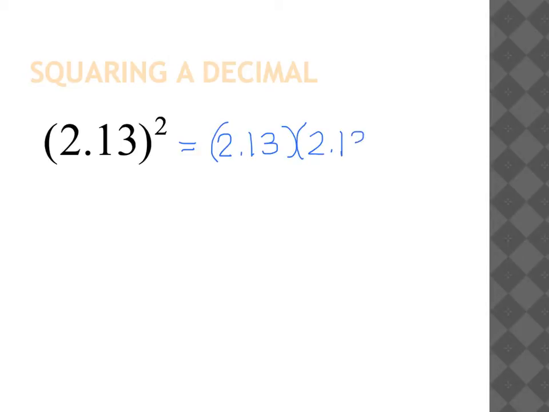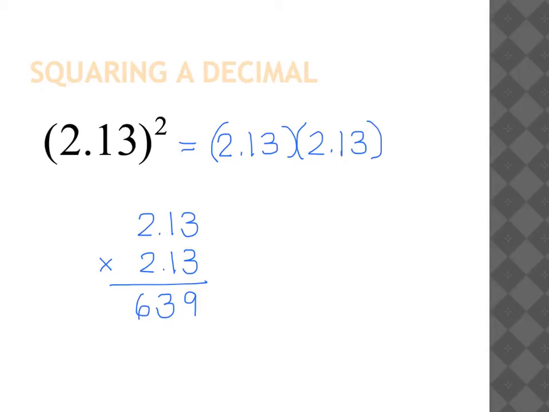2.13. So we're going to go back to the idea that when you multiply decimals, you don't necessarily need to line up the decimals, but we just multiply as if they were whole numbers. So multiplying 3 by 3 is 9, 3 times 1 is 3, and 3 times 2 is 6. Moving to the next row, we're going to take 1 times 3 is 3.